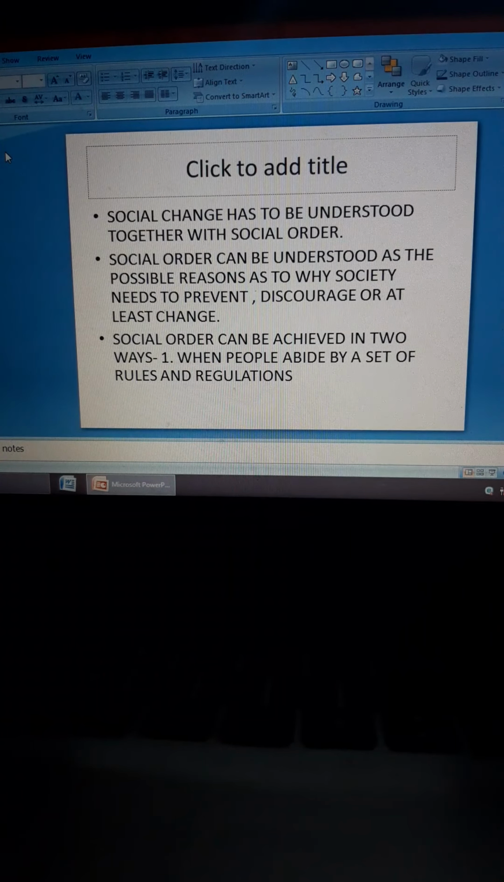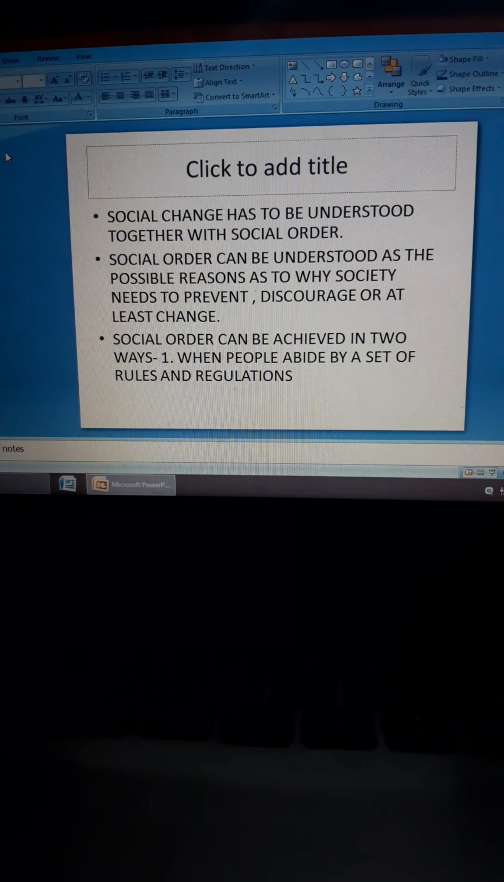Social change has to be understood together with social order, because social order facilitates social change. The type of social order that comes in the society, or that is allowed in the society, determines the social change that is taking place in the society. Social order can be understood as the possible reasons as to why society needs to prevent, discourage, or at least change.